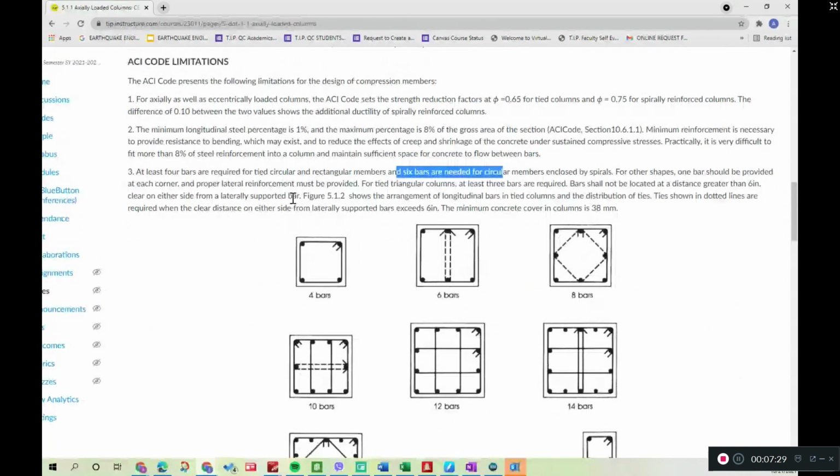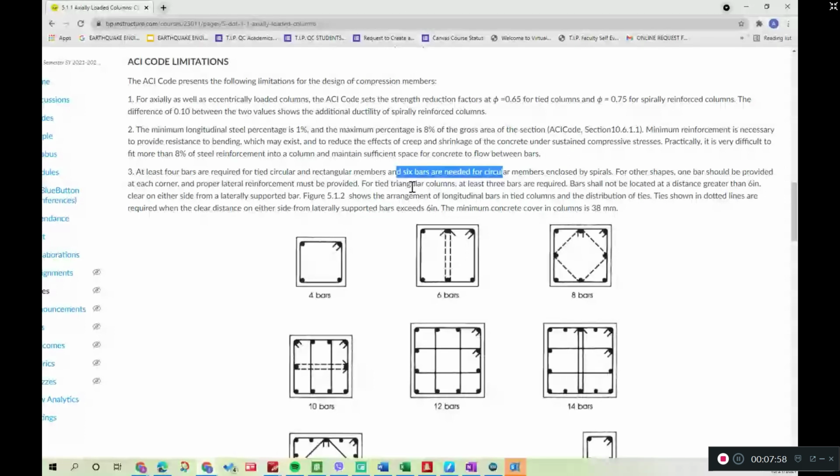The proper lateral reinforcement must be provided. For tied triangular columns, at least 3 bars are required. Bars shall not be located at a distance greater than 150 millimeter on either side from a laterally supported bar.